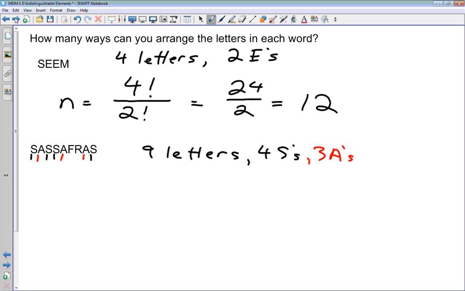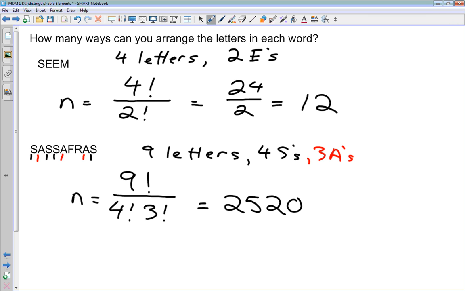So, how many ways can we rearrange these letters? Well, if we've got 9 letters and they were all different, we could arrange them 9 factorial ways. And now we want to cancel out the fact that we've got 4 S's and 3 A's that we can't tell apart. So divide that by 4 factorial and by 3 factorial. And then we just punch this into our calculator and it'll tell us that there are 2,520 ways of arranging them.